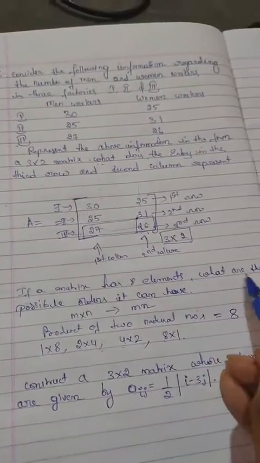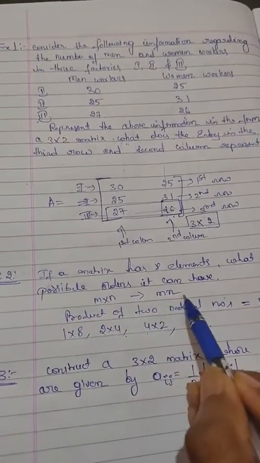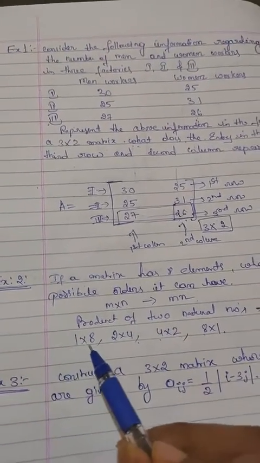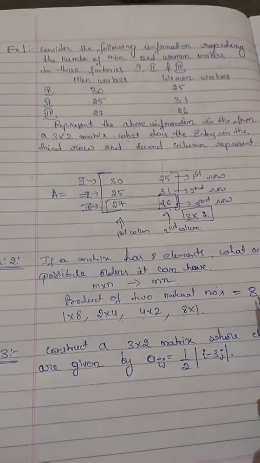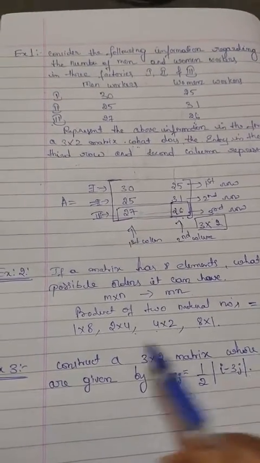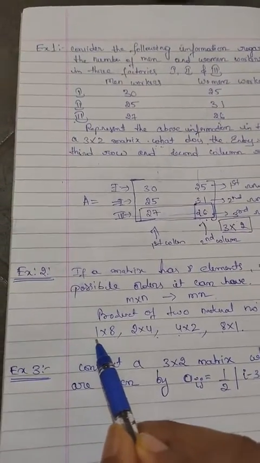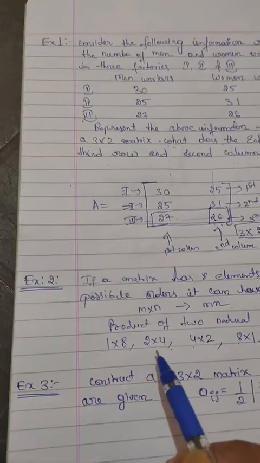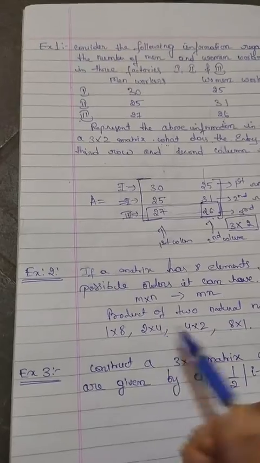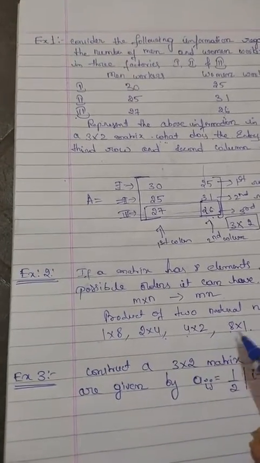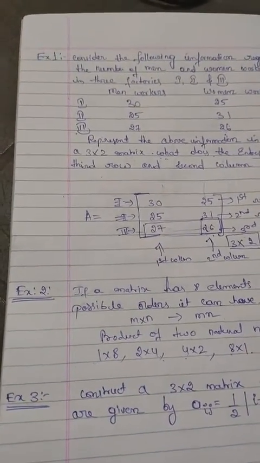So there are 8 elements. What are the possible orders it can have? That is m cross n. To find the orders for the given elements, the product of two natural numbers should be equal to 8. Consider the first one, 1 into 8 is equal to 8, which means 1 row, 8 columns. 2 into 4 is equal to 8, 2 rows, 4 columns; 4 rows, 2 columns, true; 8 rows, 1 column, true. So these are the possible orders it can have.